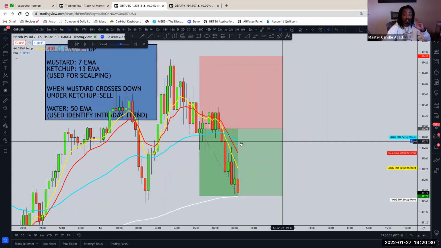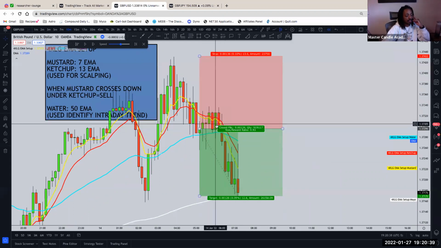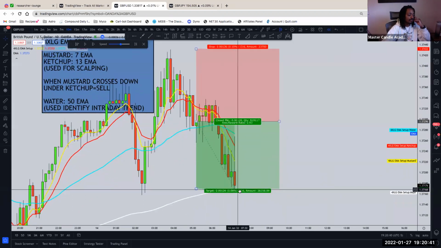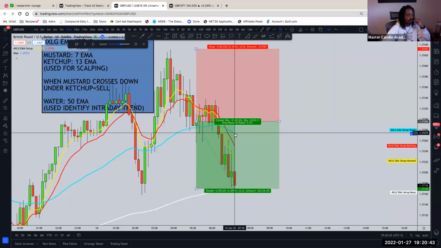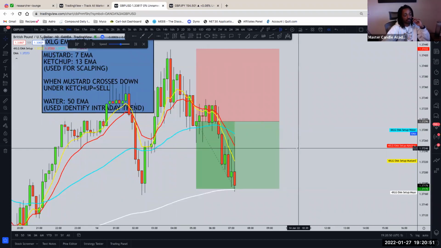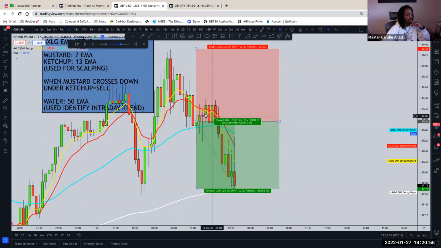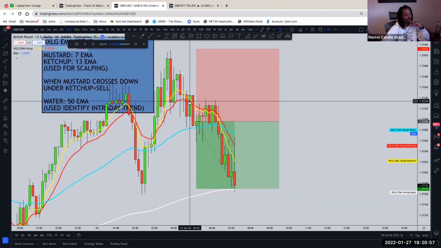So I'm telling you we have one entry because I'm going to explain to you how we can layer into this at the same time. All right, we've got one entry first off of our scalp. Now that we've hit take profit for the scalp, where is price? Are we above or below water? All right, we're below.